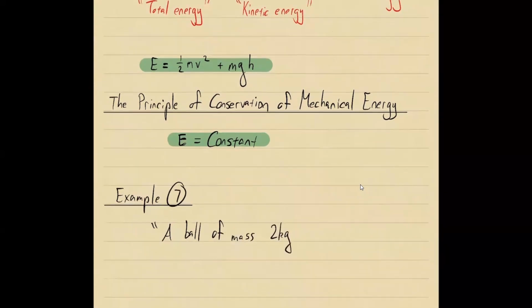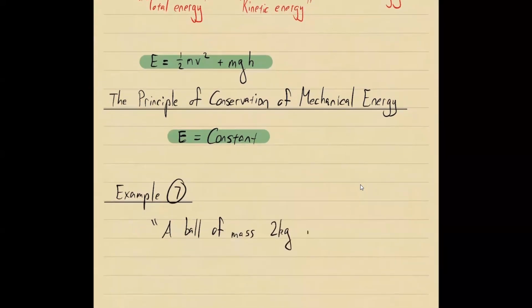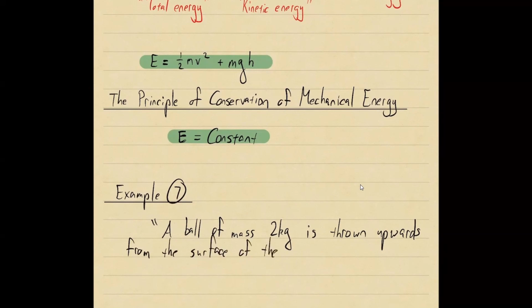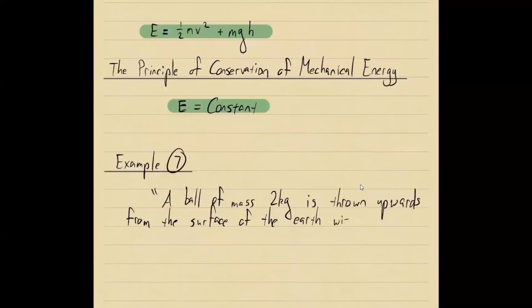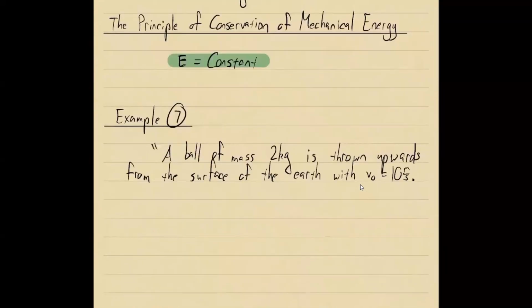In example 7, it says that a ball of mass 2 kilograms is thrown upward from the surface of the Earth with initial velocity of 10 meters per second. So the problem wants us to find the max height.